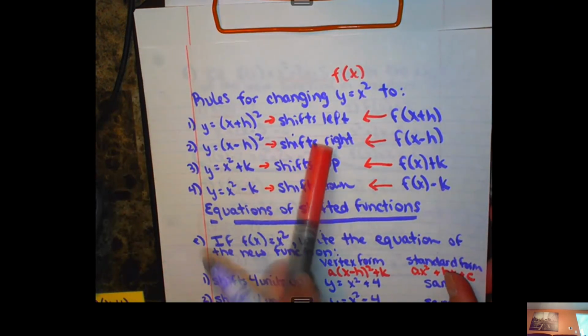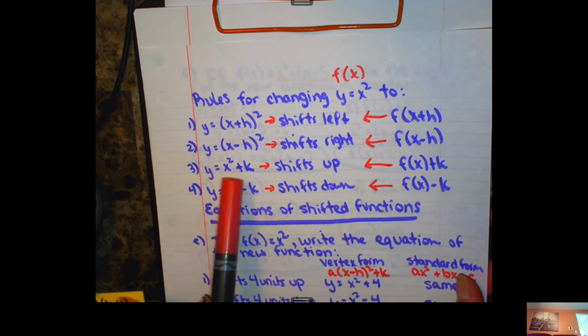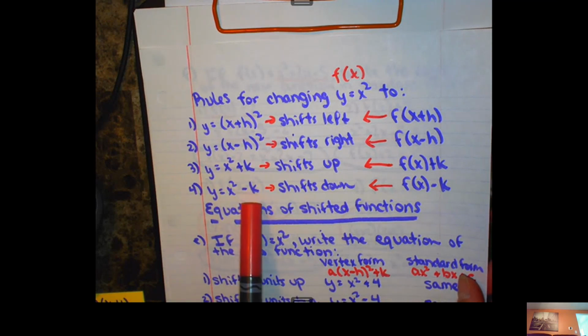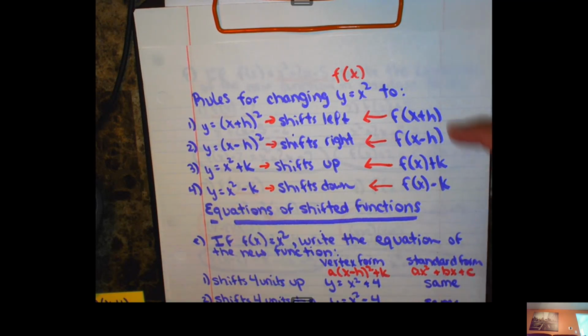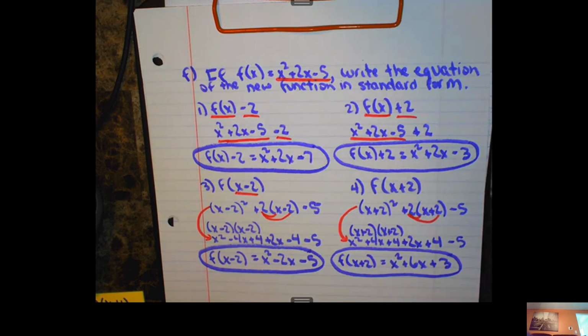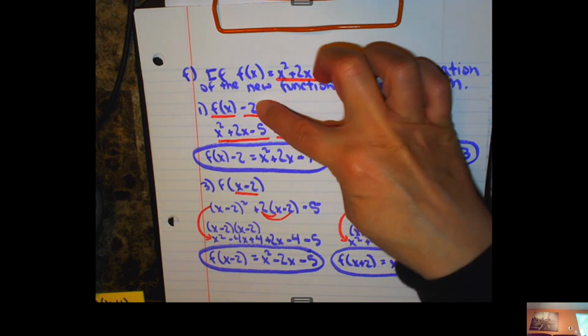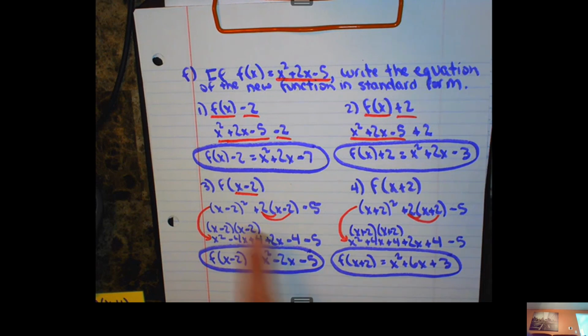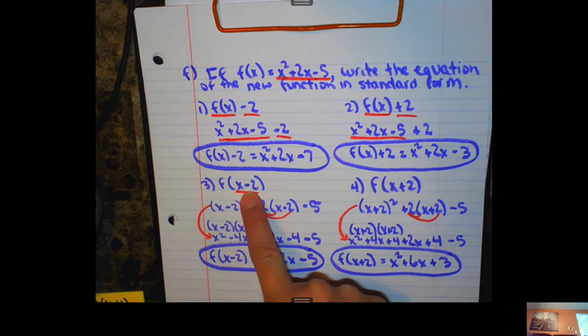So the main point of the notes, know that when you're adding and subtracting inside the parentheses, you're shifting left and right. If you are adding and subtracting on the outside of the function, you're shifting up and down. That applies for when you see the f of x. When you're changing equations, same thing. If it's at the end, you just put it at the end. If it's next to the x, you are changing the x to what's in parentheses.